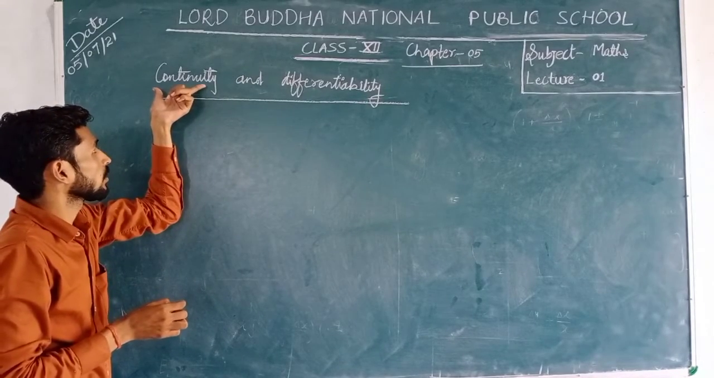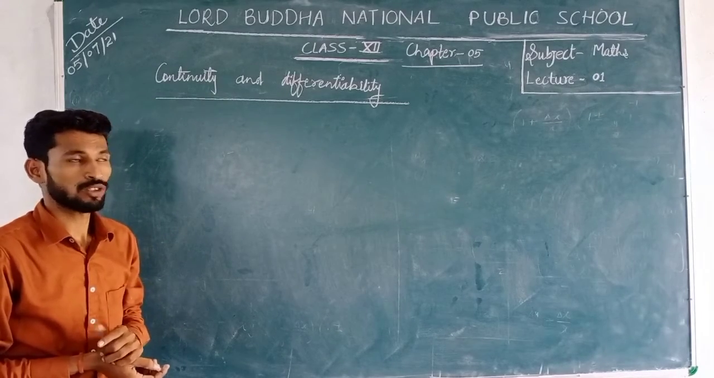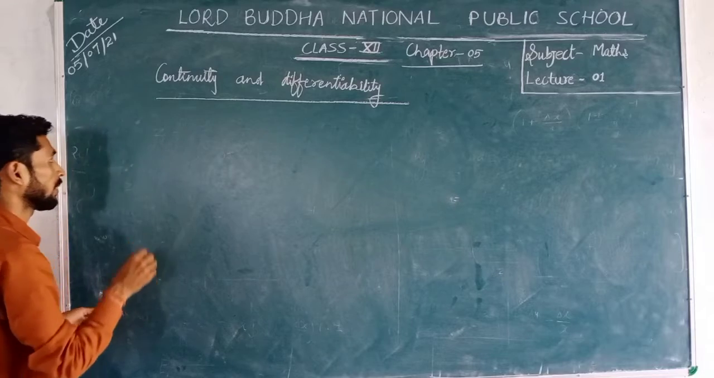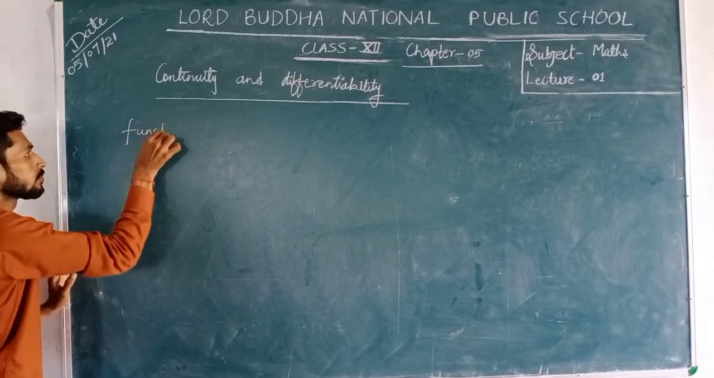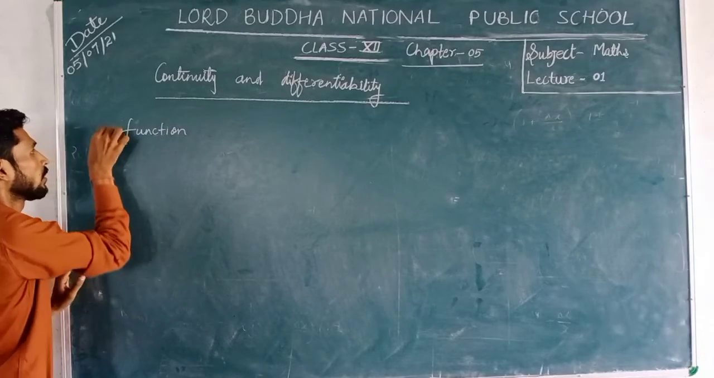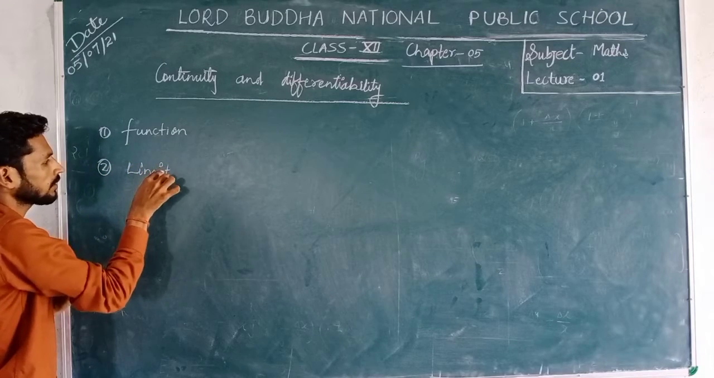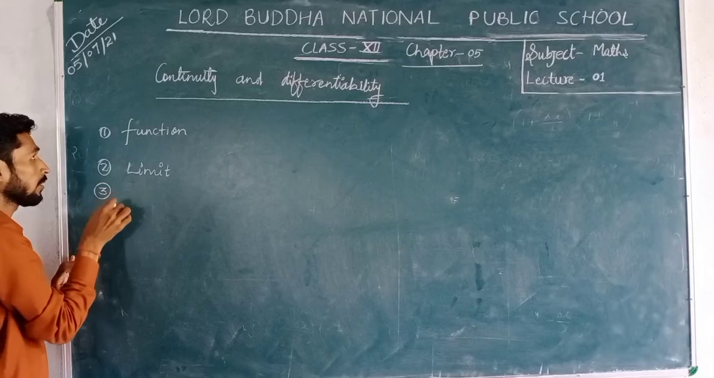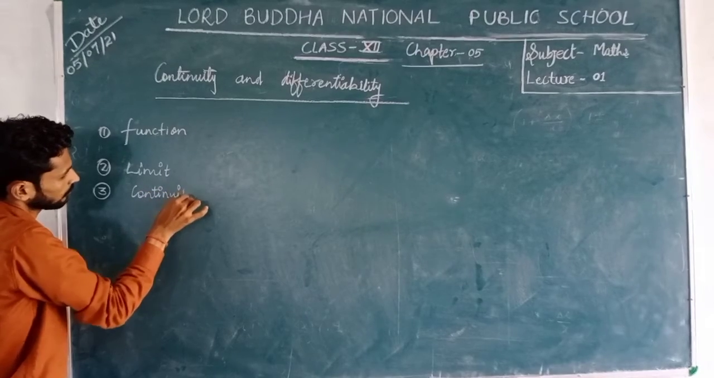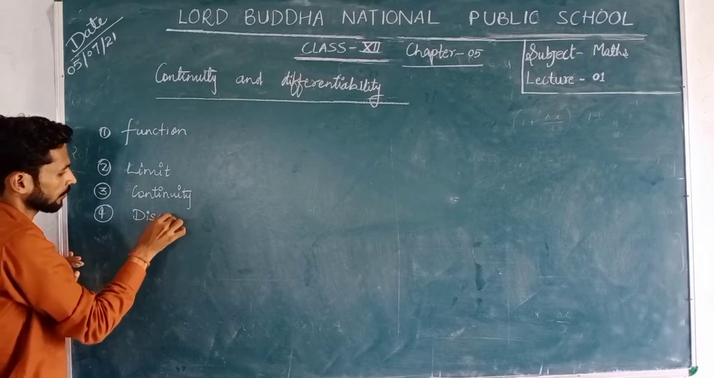And continuity also includes another topic, that is limit. So in this chapter, we will discuss the topic function and its domain and range. Second point will be limit of these functions. Third point will be continuity. Fourth point is discontinuity.